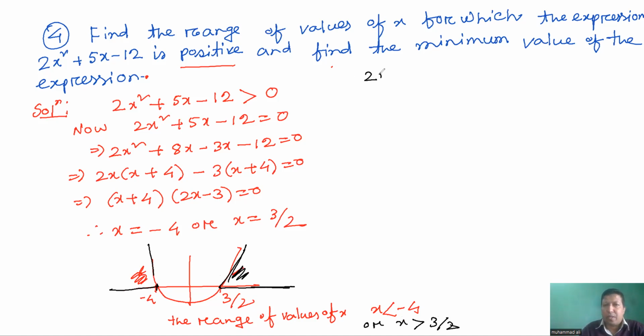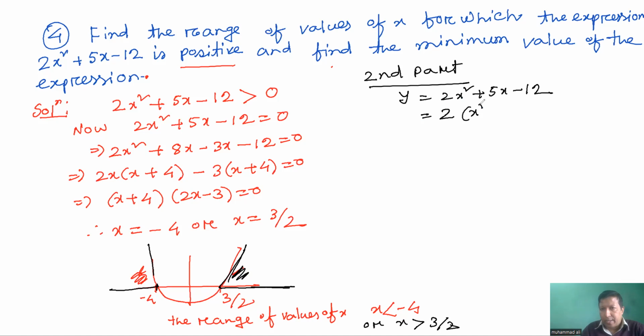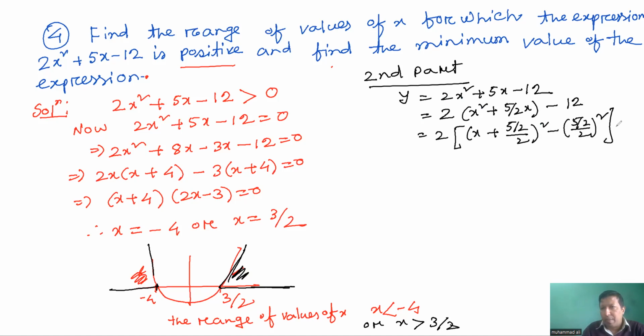Now the second part, the minimum value of this expression. Think y equals 2x squared plus 5x minus 12 is the expression. We try to convert this by completing the square. So take common 2: x squared plus 5/2 x minus 12. Now 2 times (x + b/2) whole squared minus (b/2) whole squared, minus 12. Be careful, if there is an x squared coefficient, you have to take that common. Now this is ready for completing the square.